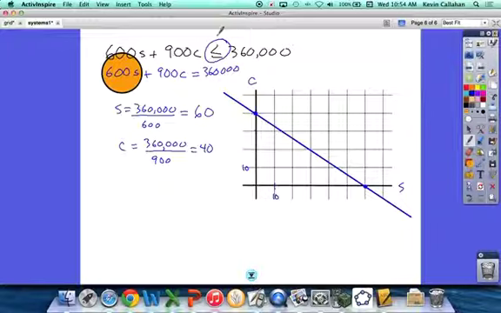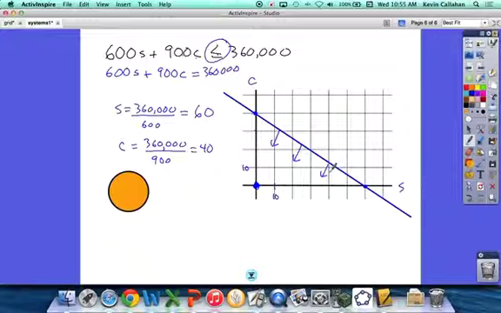Now we have to determine which side of that line we should shade. And at that point, it may not be your issue anymore. It may have been more just where to draw the line, right? But clearly 0, 0 would make a good test point. So if I plug in a 0 for s and a 0 for c, then I have 0 plus 0 is less than or equal to 360,000. And that is true. So the shading should be on the side of the line that has 0, 0 in it.